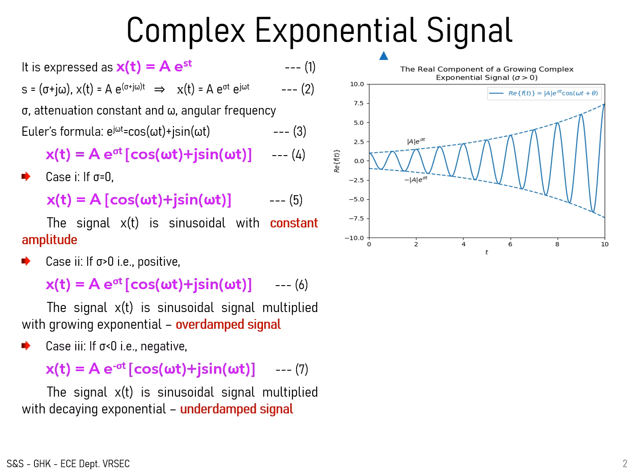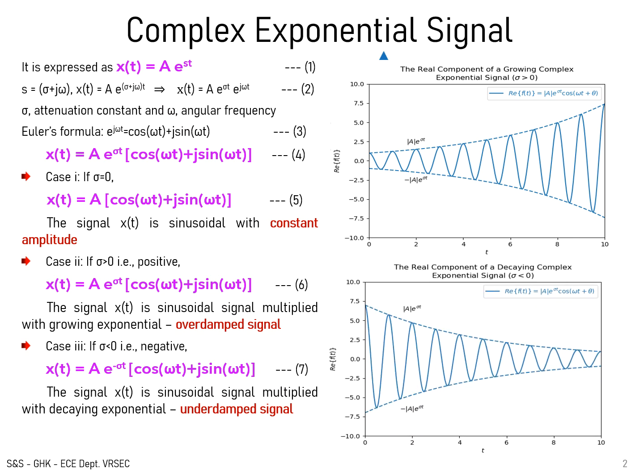If sigma is less than 0, a negative value, then equation 4 becomes A e power minus sigma t into cos omega t plus j sin omega t. The signal x of t is a sinusoidal signal multiplied by an exponentially decaying signal. Therefore, it is an underdamped signal.